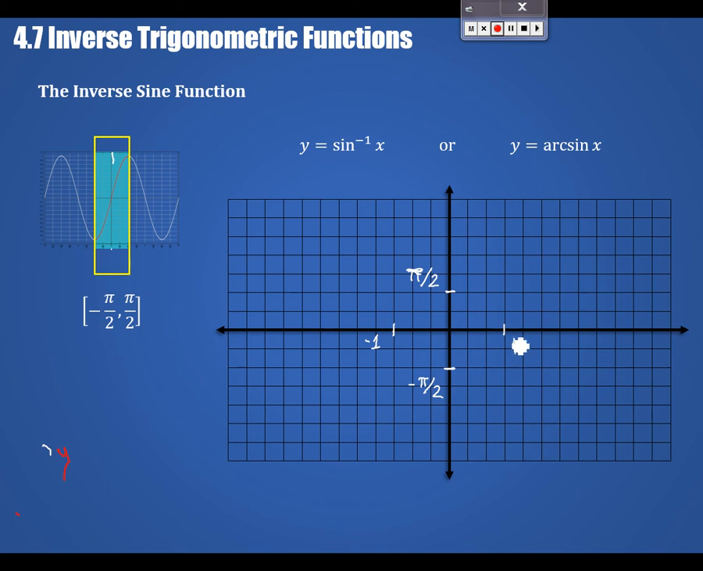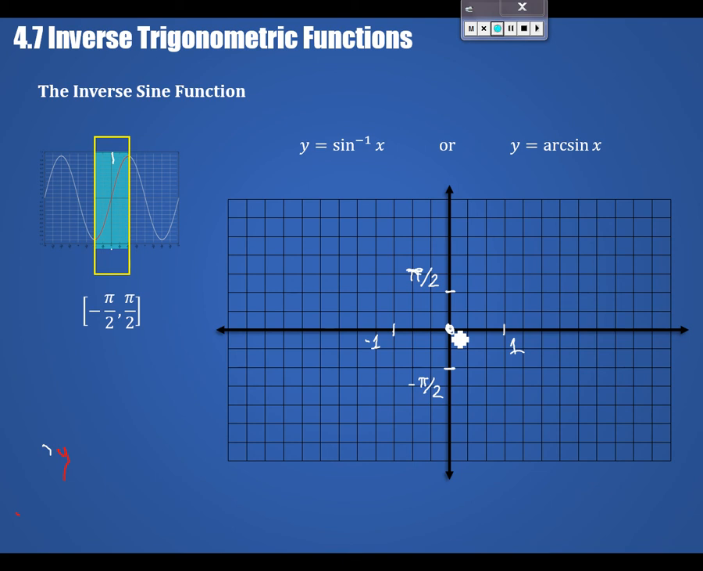I'm just picking a spot randomly. All right, negative 1, 1. So let's do it. Sine inverse of, let's start with 0 because it's easy. What angle has a sine of 0? 0, okay? Or you can think the point 0, 0 is on the original sine graph. So switch the coordinates, and 0, 0 is on the graph of sine inverse.